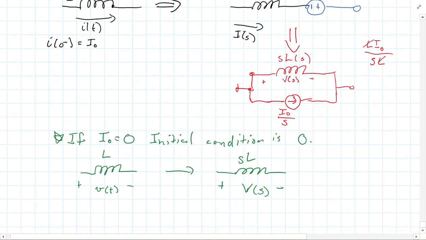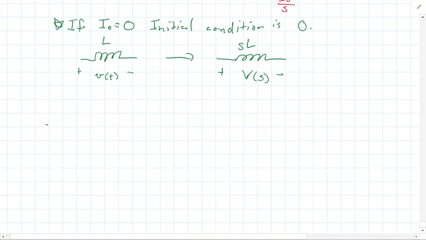And that's important to know, because in a lot of the examples we're going to be looking at and a lot of the problems we're going to be doing in class, the initial conditions are just 0. Now in some cases we will have initial conditions, but hey, if the initial conditions are 0, that's easy. There's nothing really even hard. It just becomes the same circuit element. In this case it's S times L.